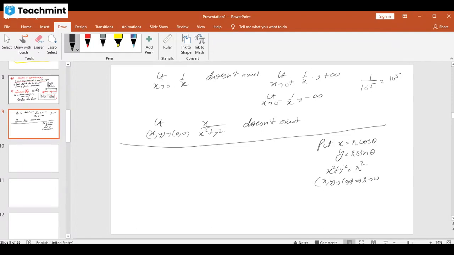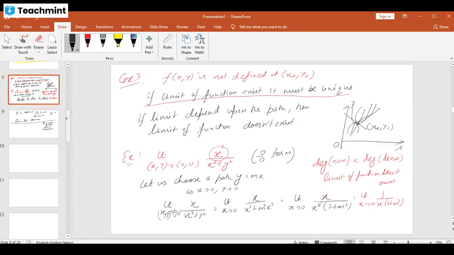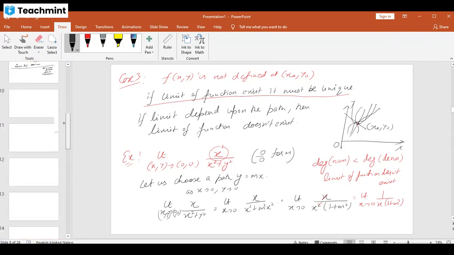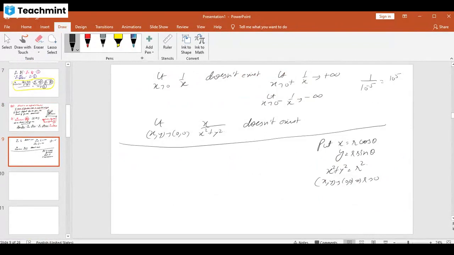Like I already told you, when (x, y) approaches (0, 0), what is the neighborhood of a point? The neighborhood of a point is basically a circle. So if I say that this is the point (0, 0), the neighborhood of the point is a circle. If I can choose any point on this particular neighborhood, that is on a circle, and I say that this point (x, y) approaches (0, 0), it means that if this distance is r, then r approaches 0, right?